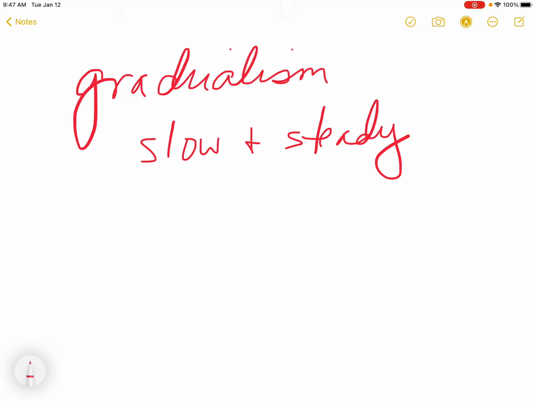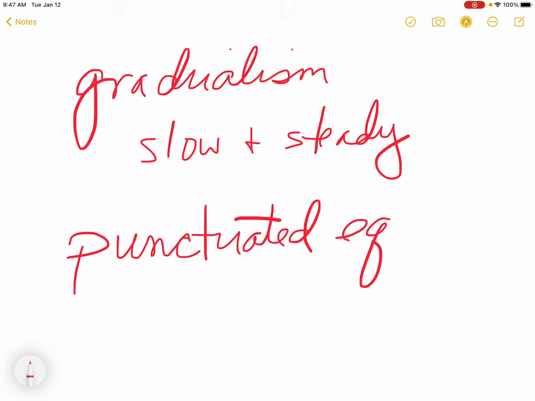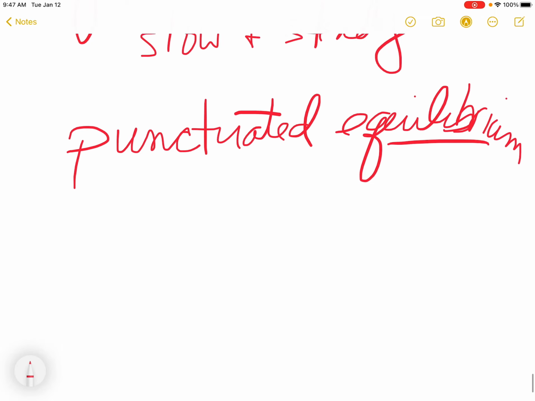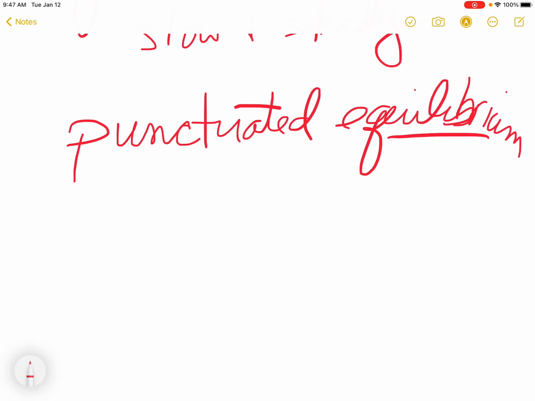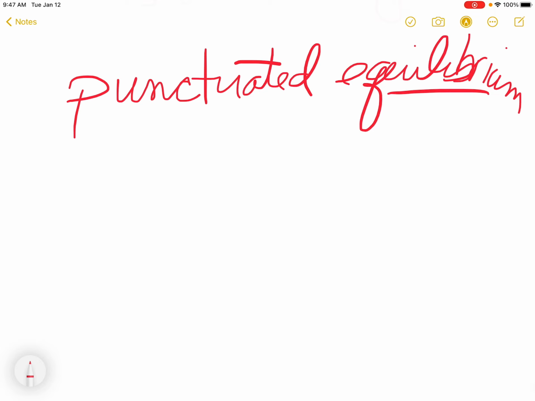Recently, though, around the early 1970s, there was, I guess you could call him an evolutionary anthropologist, Stephen Gould was his name. And he put forward this theory of what's called punctuated equilibrium. So equilibrium kind of means steady state, but punctuated means this.